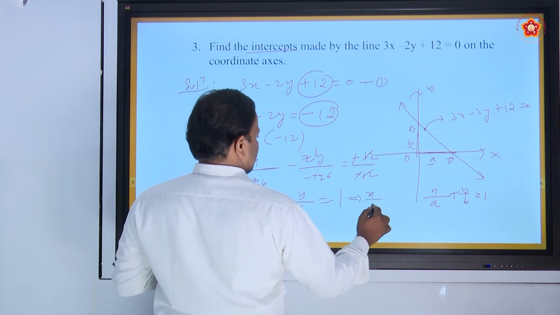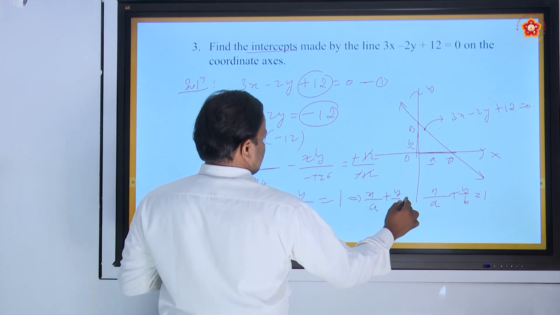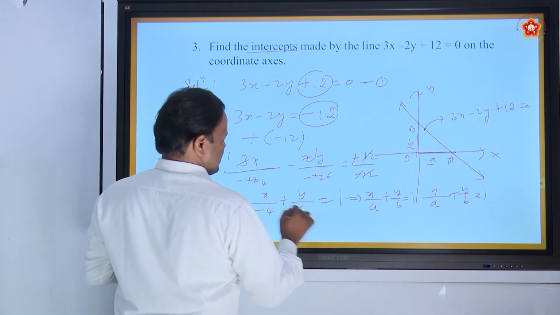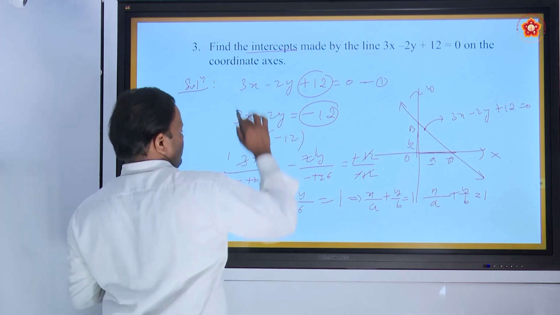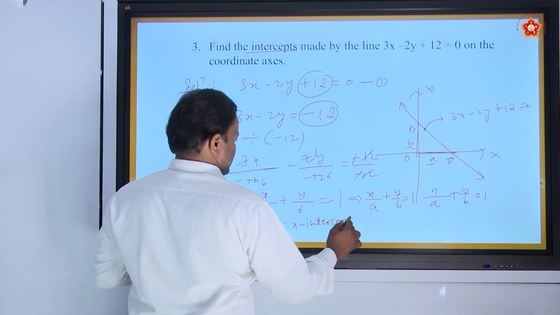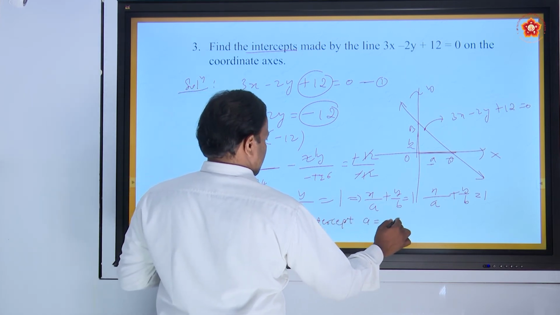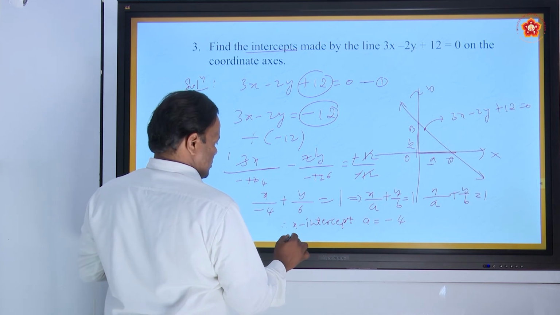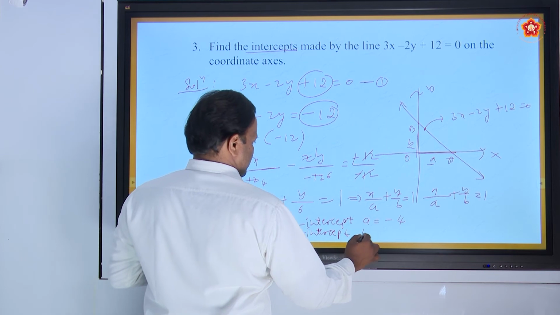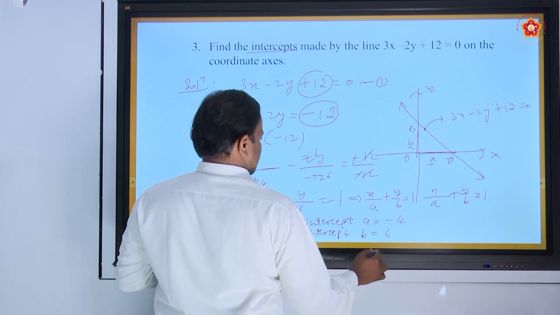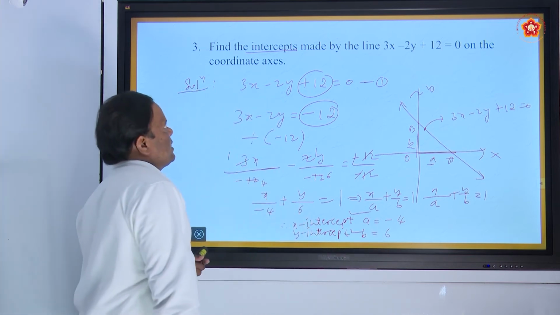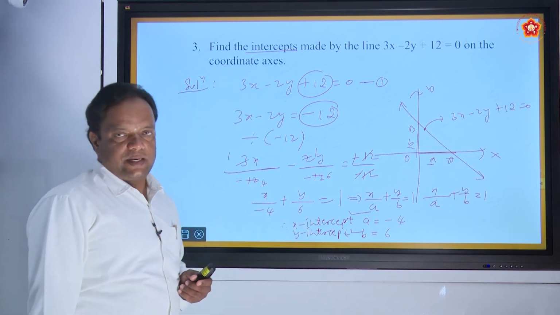What is remaining here? Compare this with x by a plus y by b is equal to 1. So what is a here? Minus 4. And what is b here? 6. So we need the intercepts. Therefore, x intercept a equal to minus 4, comparing these two. Y intercept b equal to 6. So x intercept is minus 4, y intercept is 6. These are the intercepts on the coordinate axes, correct?